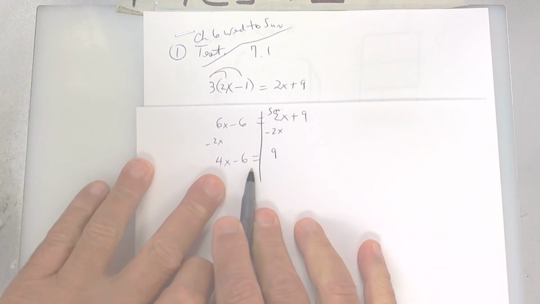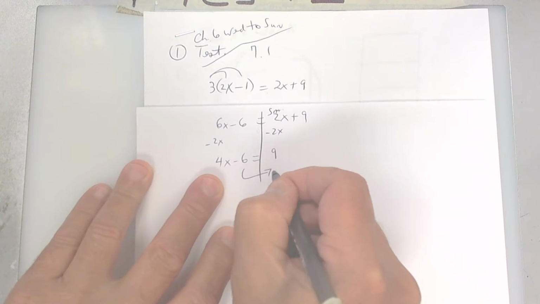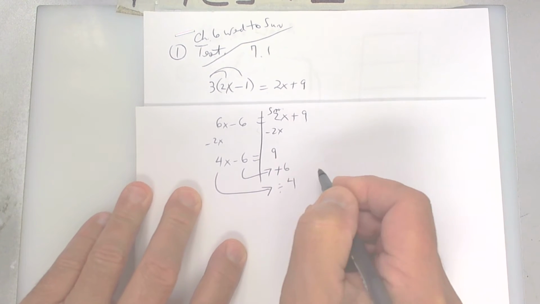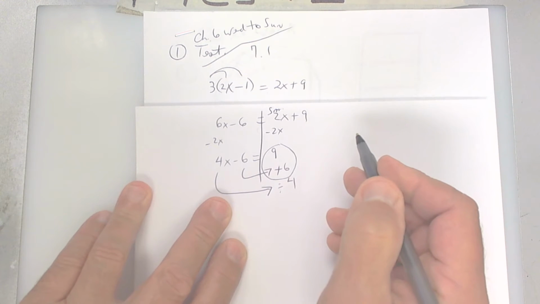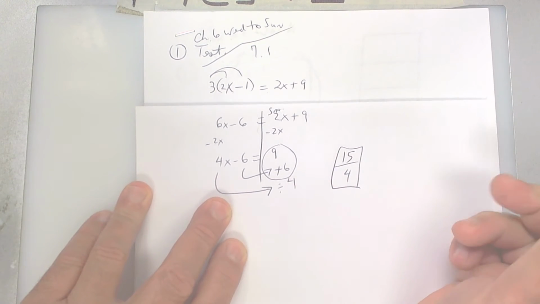Now this is called a two-step equation, and you should know how to do it. So what you want to do is add 6 to this side and then divide by 4. Okay, so let's try that. When you add it, you get 15 divided by 4. And we'll leave it like that.